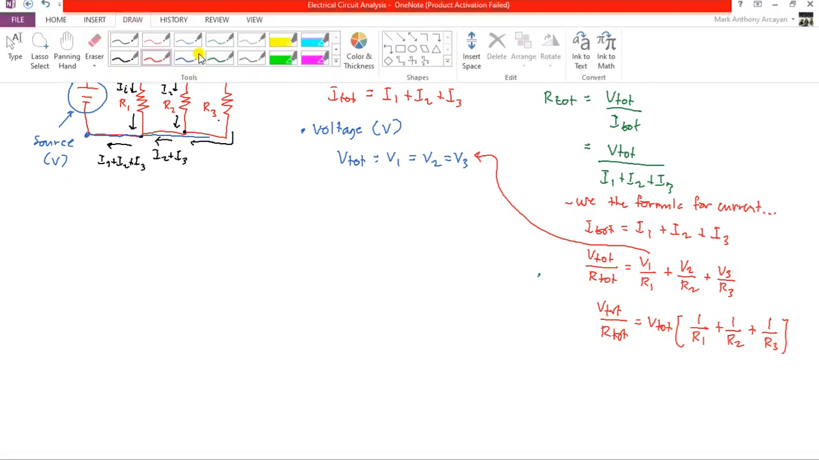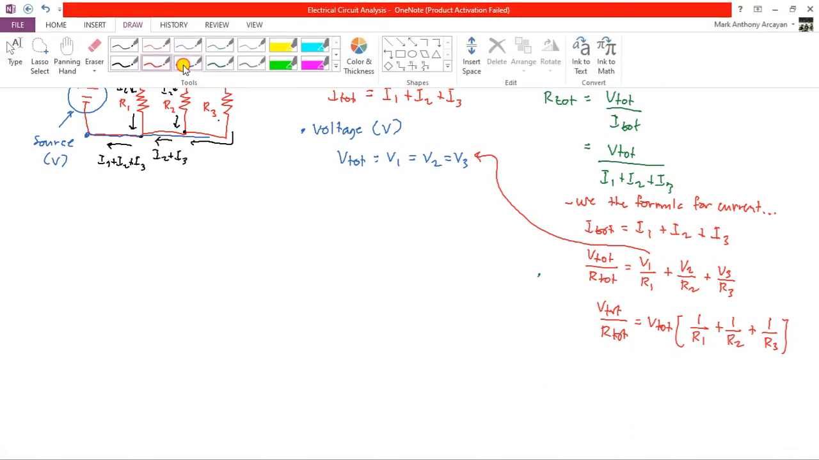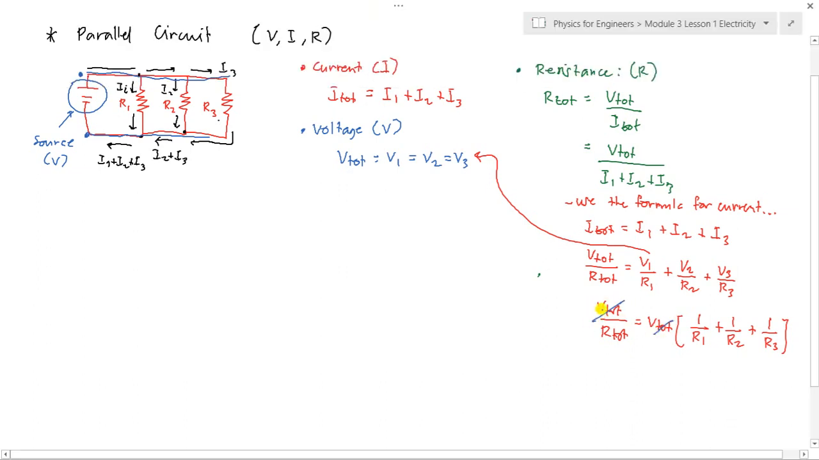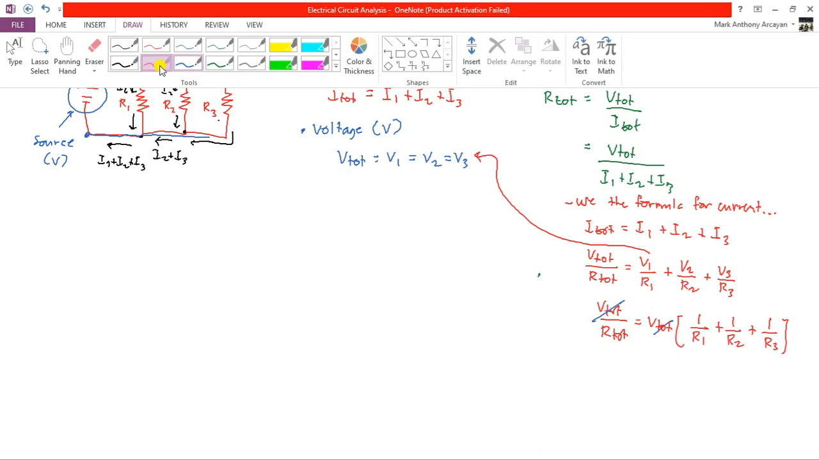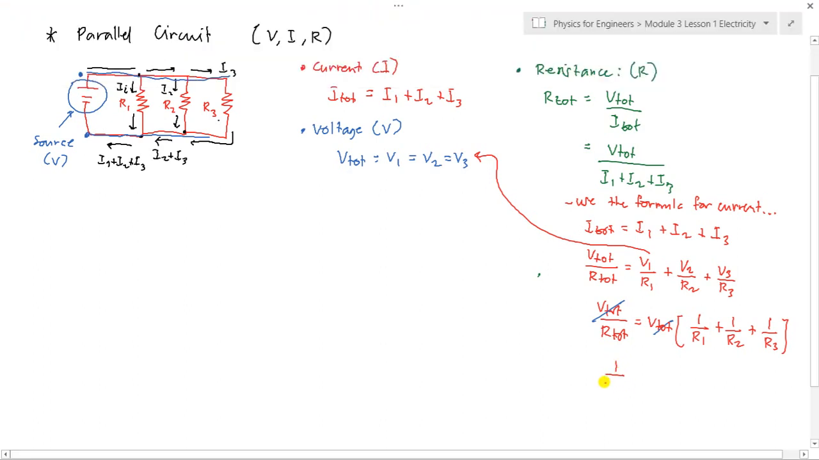Here, common man si V total, then we can eliminate this one. Makancel na siya kay if we're going to multiply both sides by 1 over V total, mawa na siya. So, what's left here is 1 over R total is equal to 1 over R1 plus 1 over R2 plus 1 over R3. So, na gets ninyo? This is now the formula for the resistance for parallel circuit, parallel connection.